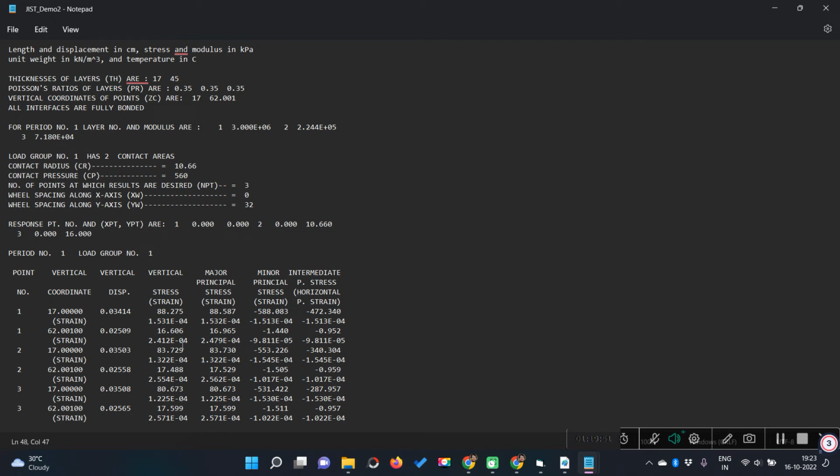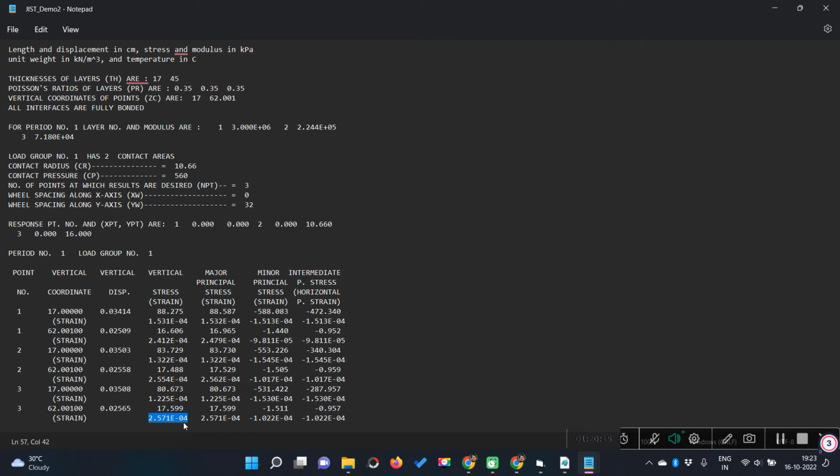Sir, layer 2 epsilon b is 2.571. No, microstrain. Okay, sir. 257.1. So it has again decreased, I think. Yes, sir. Anyway, the earlier was also okay, but since we have increased the bituminous layer thickness, it will decrease. Yes, sir. It's okay.